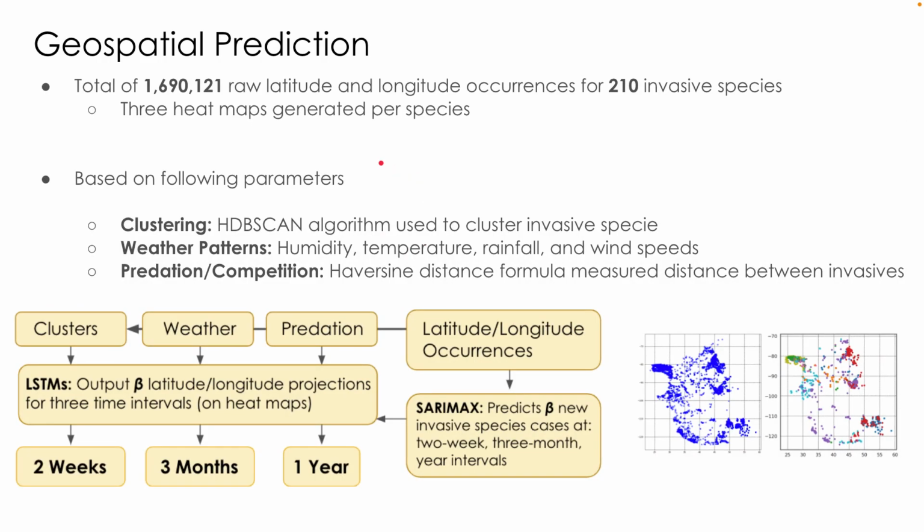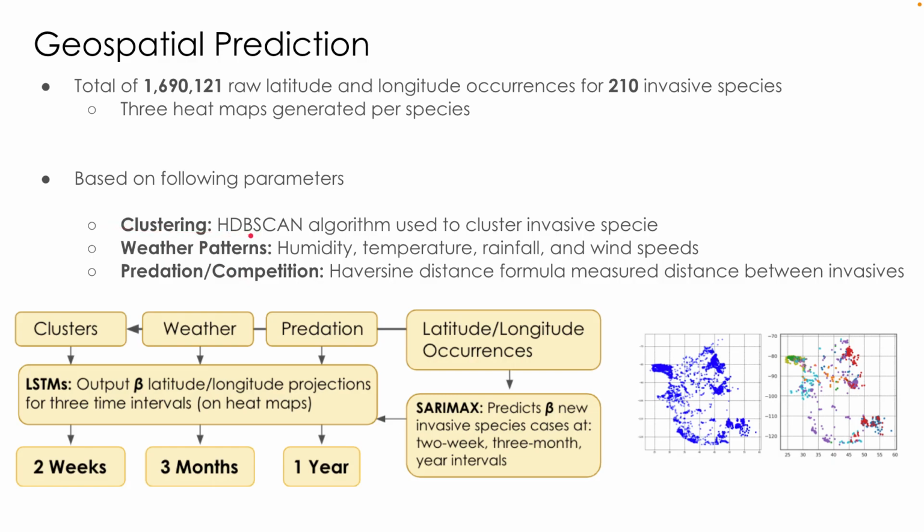And so finally, here's the geospatial prediction. I used over 1.6 million historical reportings of invasive species, and I generated 3 heat maps per species. And so how the geospatial LSTM works is that I pass in the latitude and longitude occurrences, but I also pass in 3 other parameters, which are clusters.